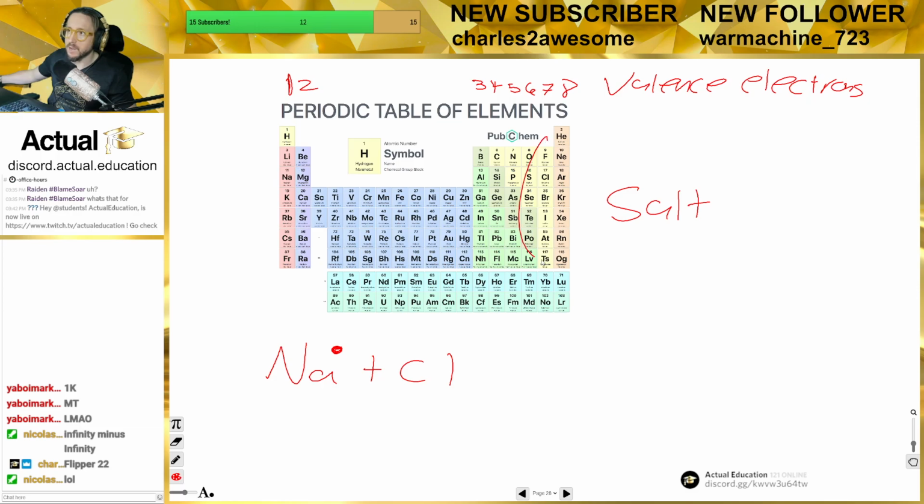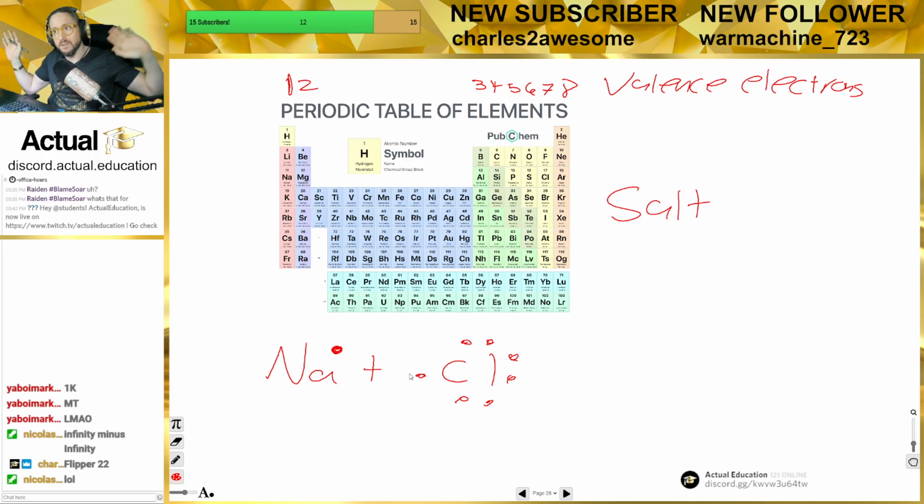How many valence electrons does chlorine have on it? 7. Good. So this is 1, 2, 3, 4, 5, 6, 7. Here they're on the most outer shell. Those are the electrons that are available to trade, the electrons that are the furthest away. They're the ones that can move and whatnot. That's what we talk about with valence electrons.